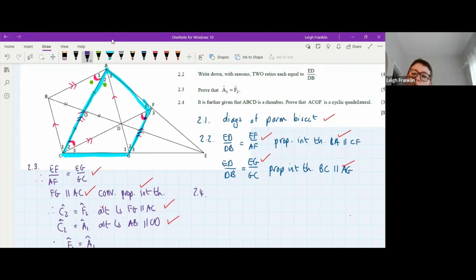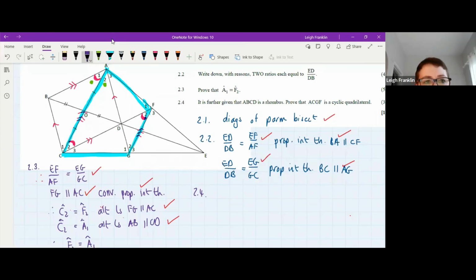Proving a quad is cyclic, remember, there's only 3 ways you can do that. It's got to be converse angles in the same segment, converse opposite angles of a cyclic quad are supplementary, or converse exterior angle of a cyclic quad. Always go back to what you've just done. Try and use what you've already got, because it's often from that our next solution comes.